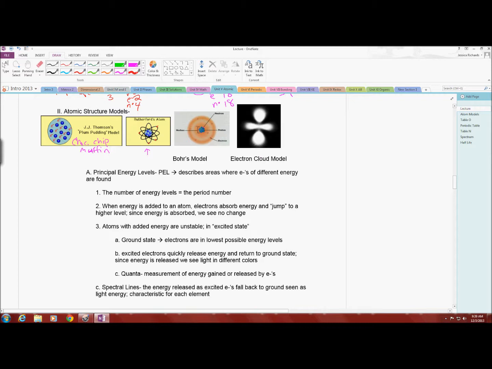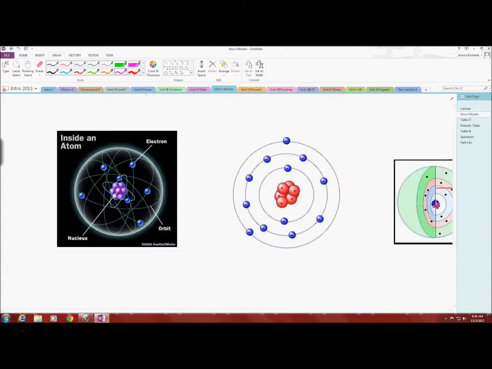These are the models that are in your notes, and they work just fine, but they're not as big, and I found slightly better models to show you here. So here's Rutherford's model, where you have this dense nucleus down here in the middle. Remember that the nucleus was made of protons and neutrons, and therefore always has a positive charge. And he had these clouds of electrons out here that are negative charge.